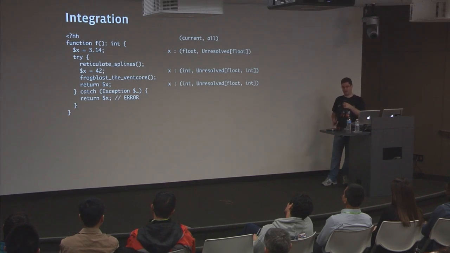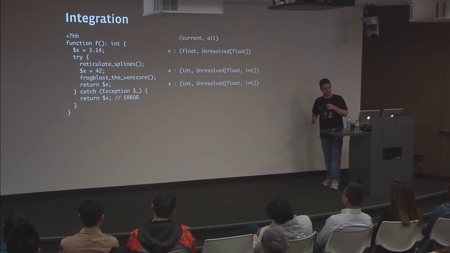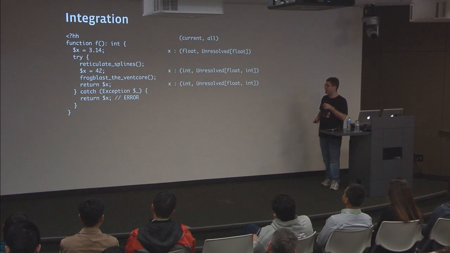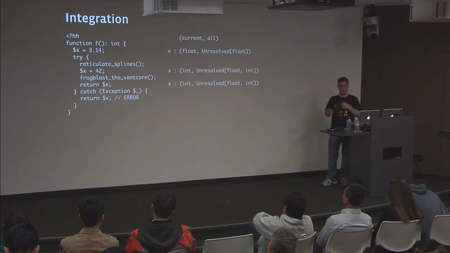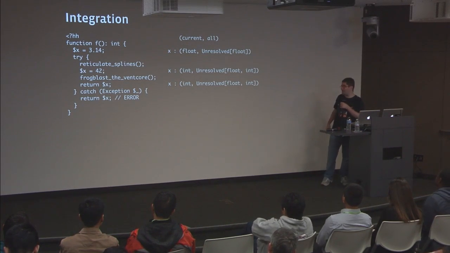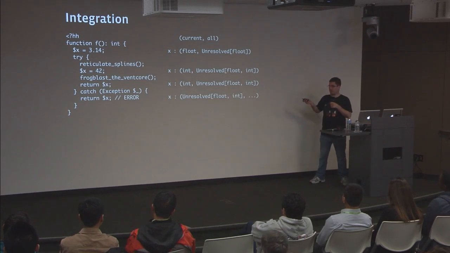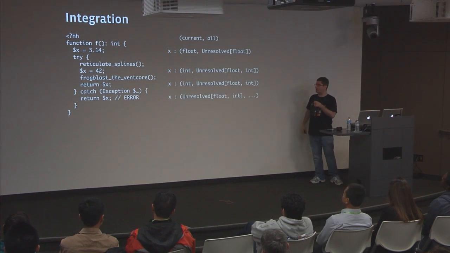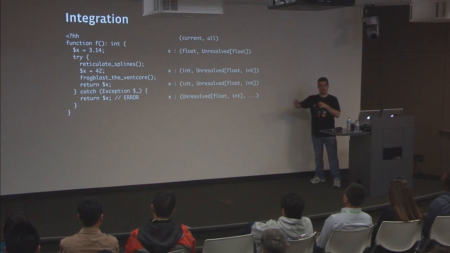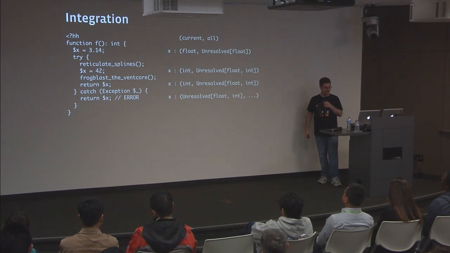When we land in the catch block, we're going to flip the right-hand side over to the left. Control flow has been potentially interrupted at this point, when we're inside the catch block. And so the current type of the variable is any one of the types that it's been through the rest of this function. And so x is going to be unresolved float int, and float is not compatible with int in Hack, and hence this error.